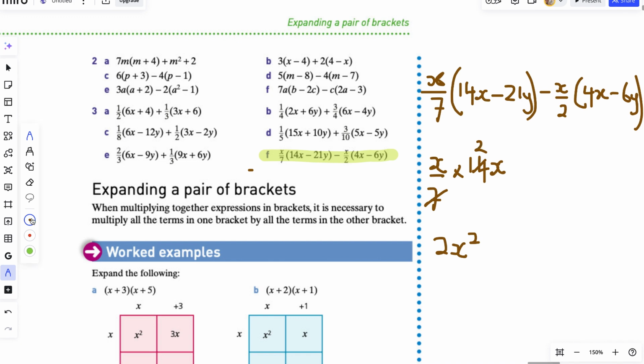Okay, so now let's quickly move to the next one, this one. You're going to do the same. We're going to say minus, you can put a small bracket in between each of these. Minus x over 7 times 21y. Remember the minus. This minus, I put it outside, between this and this, minus 21y.